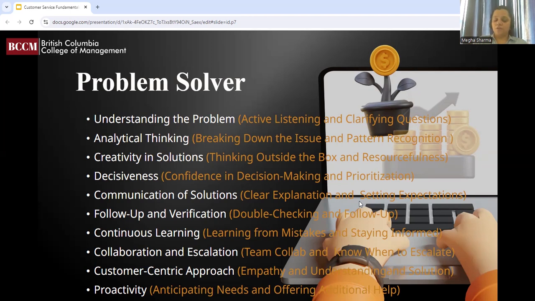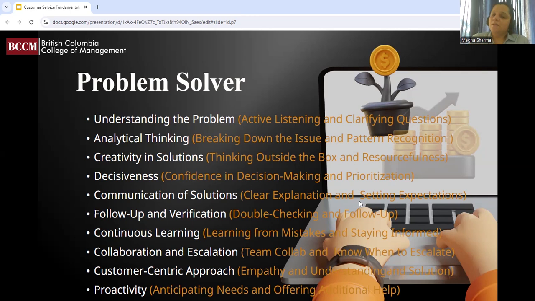Then follow up and verification. This is very important because the customer will feel that belongingness. How? If you have promised that on the 7th you will receive the blue shirt, okay, then check on the 7th or in the evening whether he has received it or not. So follow up and verifying things is very important. It gives the belongingness. It enhances the trust of the customer. Then is continuous learning. So if this has happened, then learn from it. Be informed of the steps that you have to do.